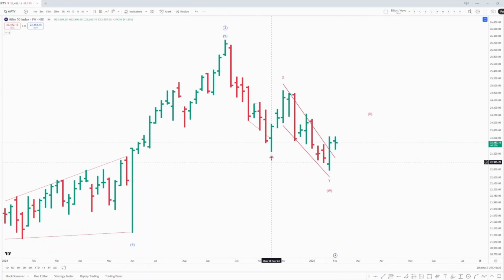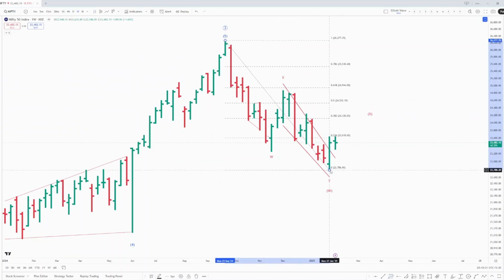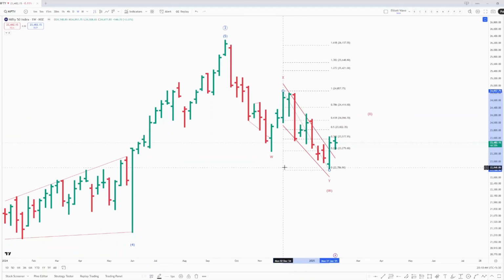And if this is WXY, this is the complete leg, then this bounce should be at least the minimum 38%, which is 24,120. So we are still around 23,500. So we can expect more than 500 point move, and it could even be bigger, 50%, 24,500. And if we consider that this is just the smaller X, W, X, Y, X, and Z, in that case we have completed 38.2% retracement already.